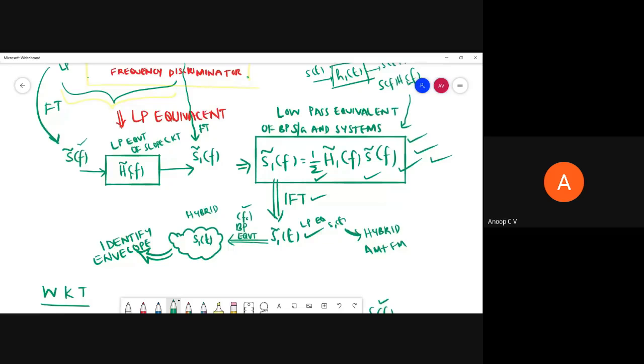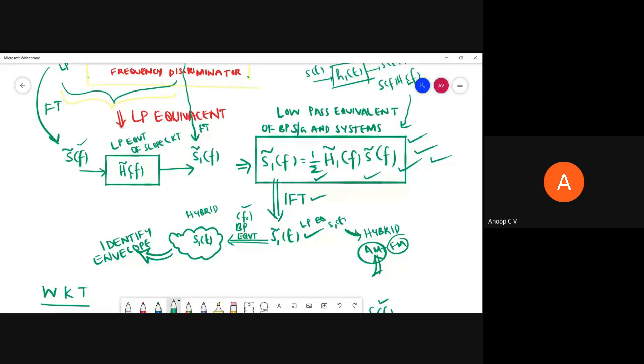Normally S of t has constant envelope, its amplitude is a constant, but when it is passed through a slope circuit, according to the frequency variation of S of t, there will be amplitude variation in S1 of t. This S1 of t will have a varying amplitude as well as varying frequency. So this varying amplitude part is what we are interested in. Why? Because if we have an envelope which is varying with respect to the message, we can use an envelope detector to obtain the message back.